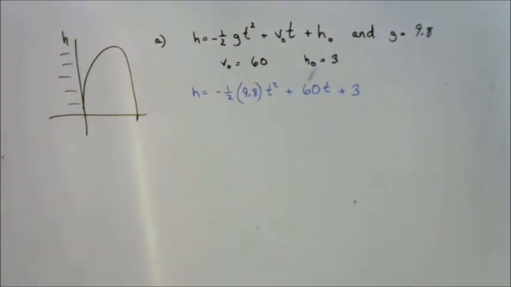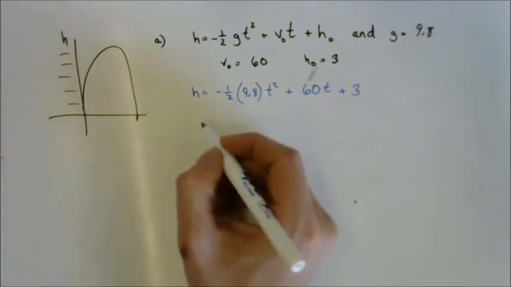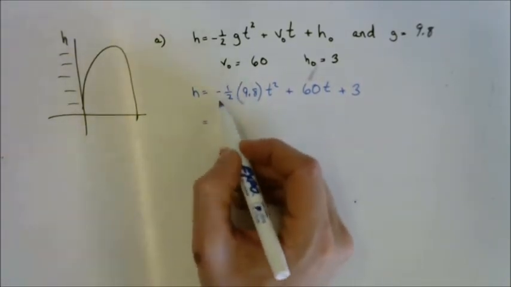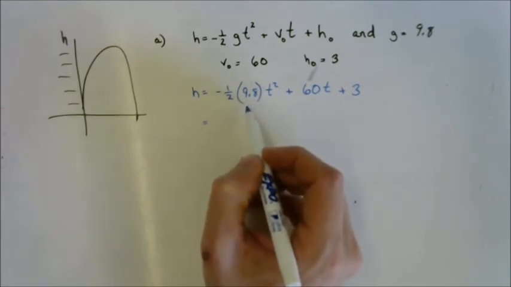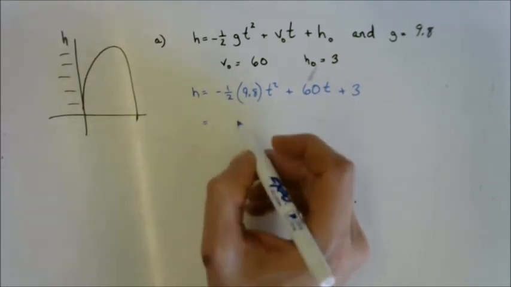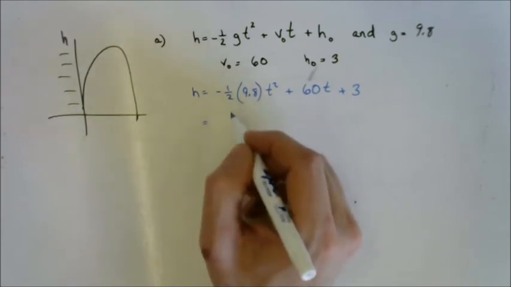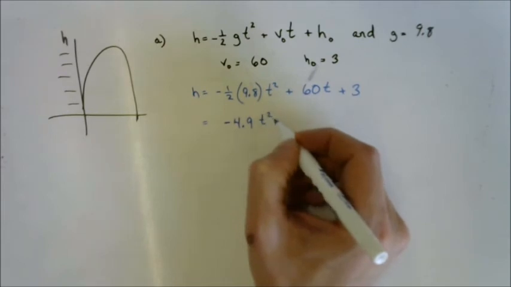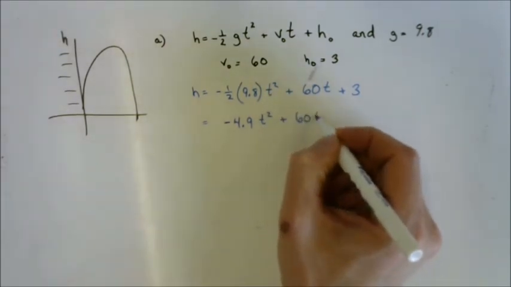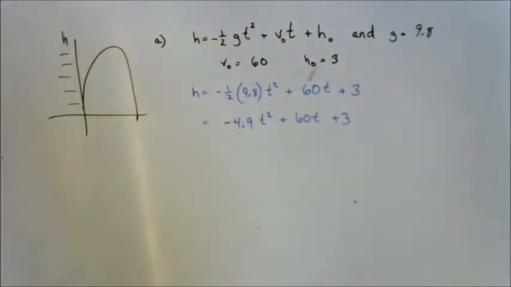Now some things you know. It looks like a quadratic expression. It is a quadratic expression. Good. Okay. What else? We can reduce this further. Right here I just have multiplication. I've got -1/2 times 9.8, so I just need half of 9.8, which is 4.9, and I have a negative times a positive. So here we simplify to -4.9 t squared plus 60t plus 3.